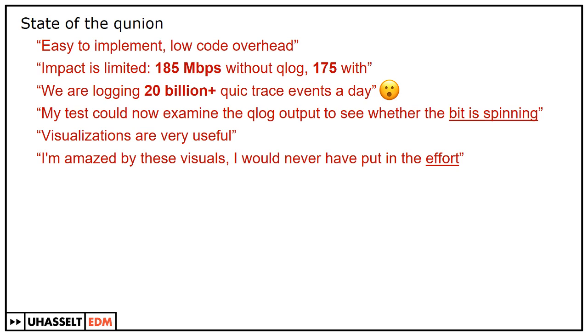For example, some people say the overhead is actually quite okay. It's not as bad as we might have feared. Facebook is even saying we are logging over 20 billion events every day. Full disclosure, I don't think they meant that they're logging qlog events. They also have a separate older tracer in their code. So it's probably those events. But still, I think the takeaway is that you can definitely do logging at scale, which I think is quite encouraging.